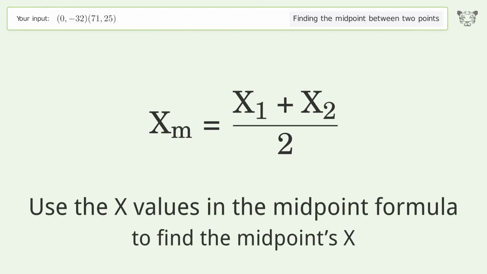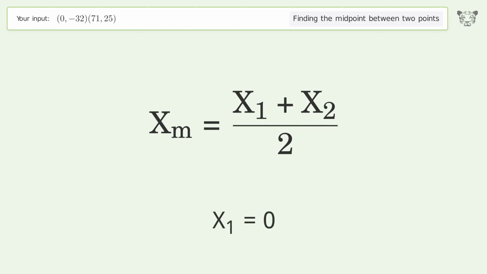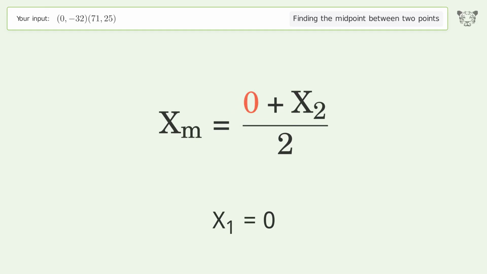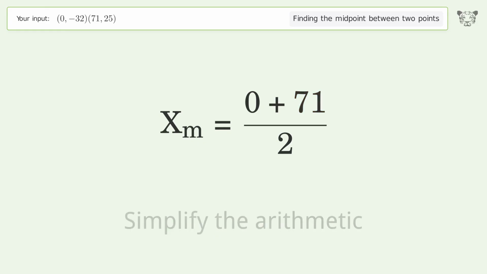Use the x values in the midpoint formula to find the midpoint's x. x1 equals 0. x2 equals 71. Simplify the arithmetic.